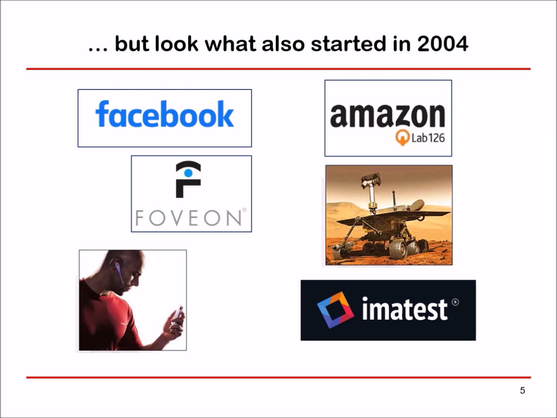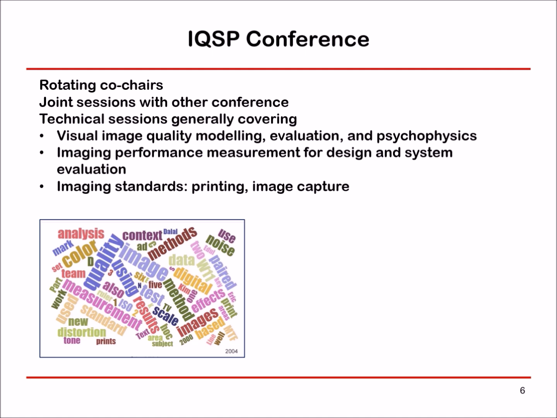Well, back to our conference. It was set up to have rotating co-chairs. We really benefit from 2 or 3 people organizing the sessions. We decided on having 2 co-chairs and rotating that task every 2 or 3 years. In addition, we would pursue joint sessions with other conferences, in basically 3 general areas, I would say: visual image quality modeling, evaluation, and psychophysics, and then imaging performance measurement for design and system evaluation. So that might be traditional digital camera measures, digital printing, video and streaming service evaluation, as well as imaging standards for both printing, image capture, and so forth.